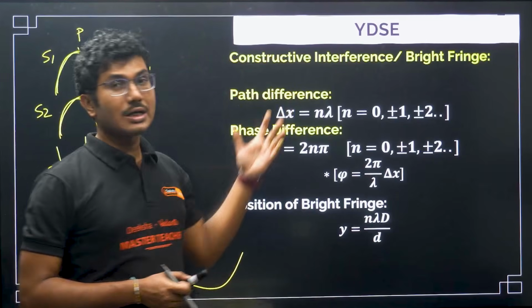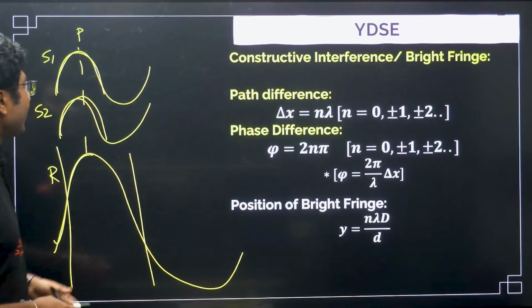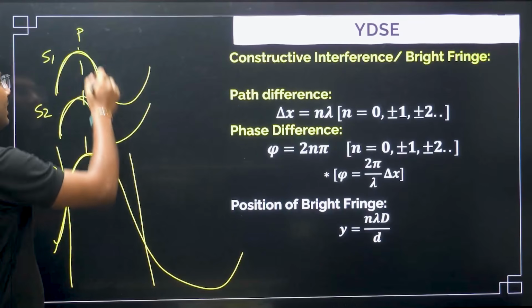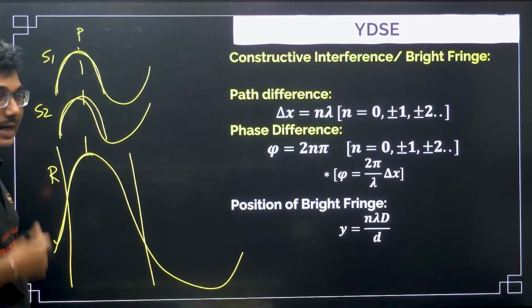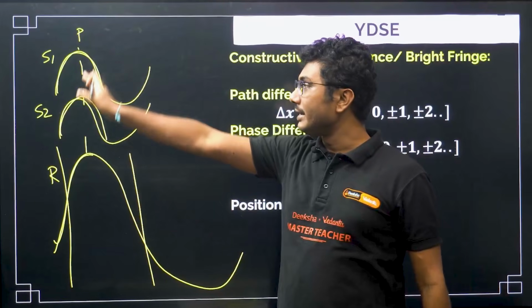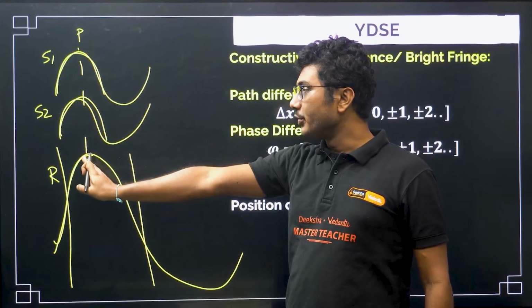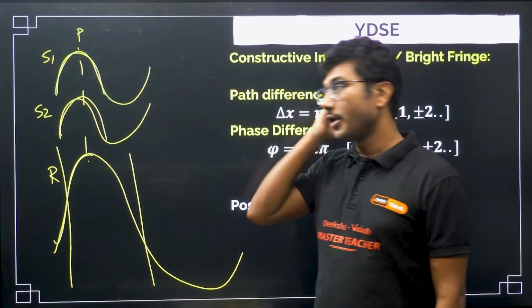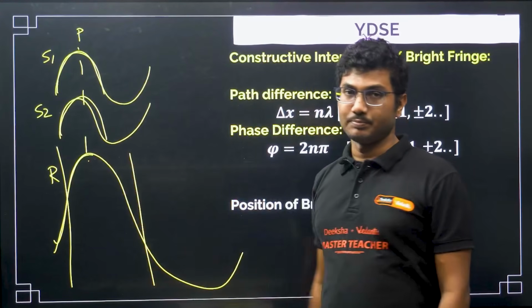So this is called constructive interference. Constructive interference means both the rays, both the lights, are at their maximum position. Once they interfere like this, we observe what is called interference maximum.